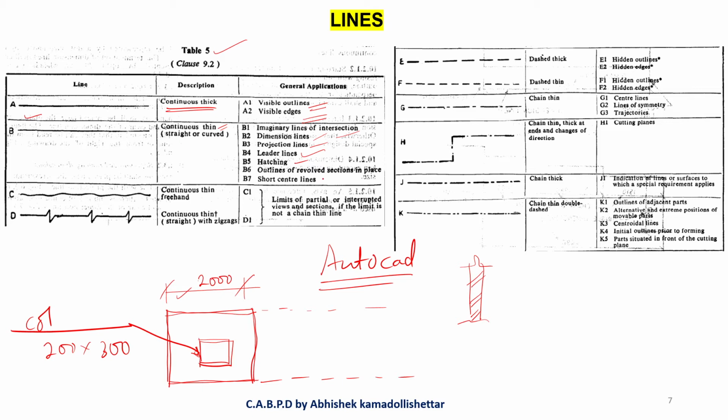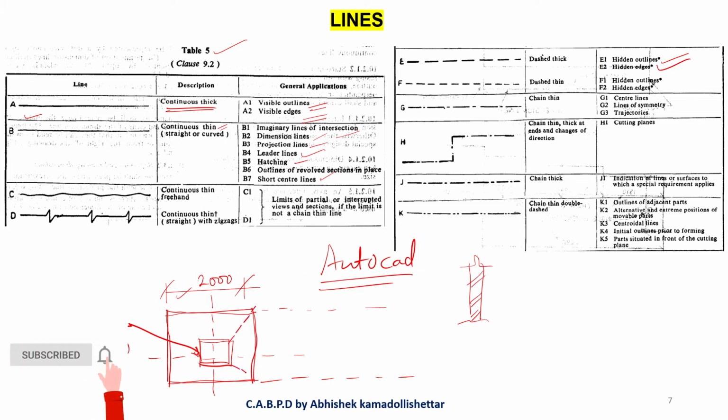All those things need continuous thin lines, short center lines. Center lines mark the center portion of the entire figure, and that needs to be a thin line. Continuous thin freehand, limits of partial views, this is not much needed. Dashed line. I'll give you the code entirely, you can go through that, but I'm going to stick to the important things. Dashed thick, hidden outlines. You can see that these are hidden outlines here.